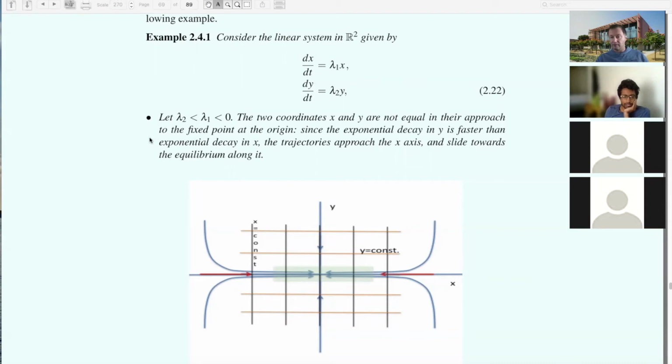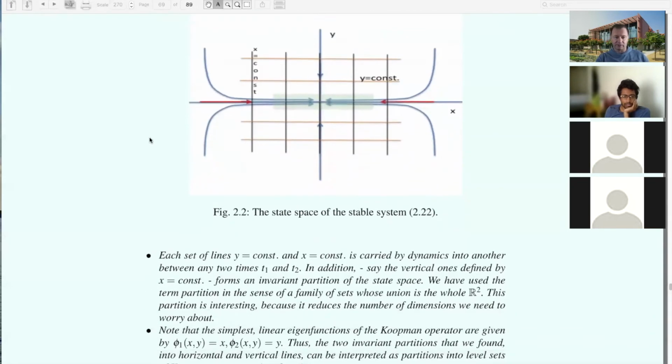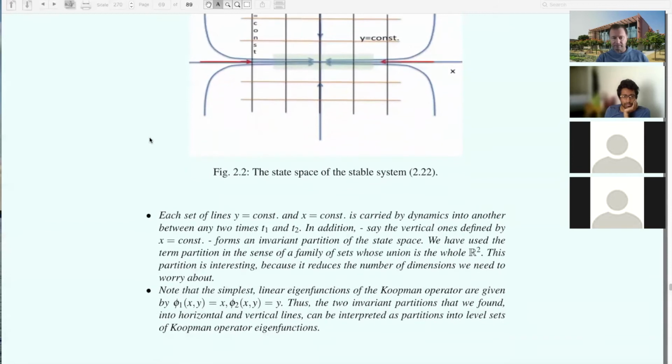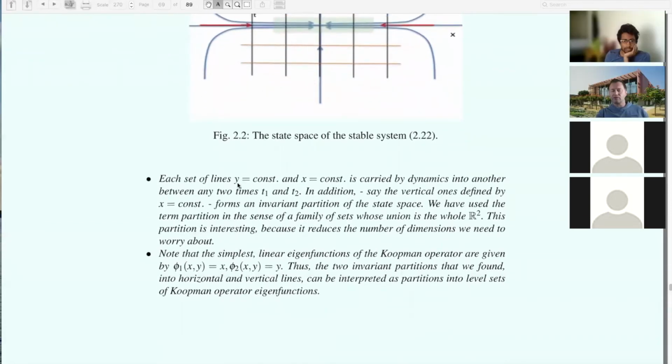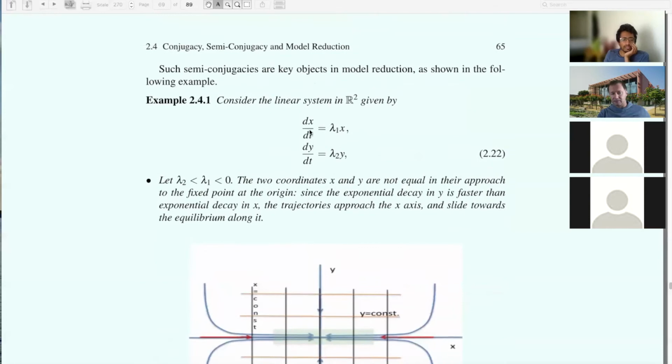The level sets of those eigenfunctions are going to be taken together to whatever destination they go. And so to summarize, each set of lines y equal to constant and x equal to constant is carried by dynamics into another between two times. And in the above case, these equations already satisfy the condition to be the eigenfunction equation. So x itself is an eigenfunction, and y itself is an eigenfunction.